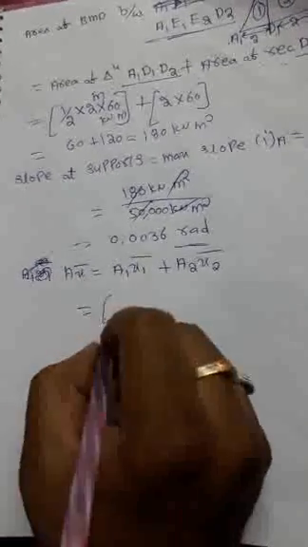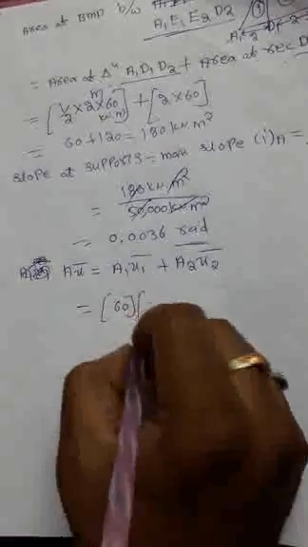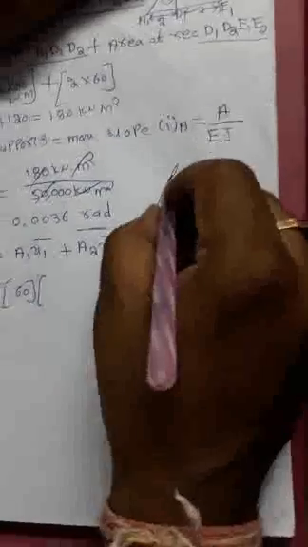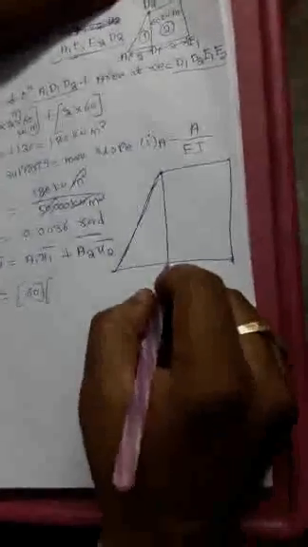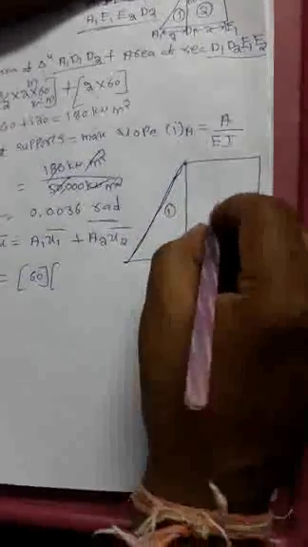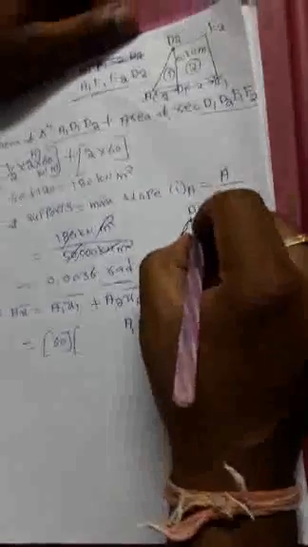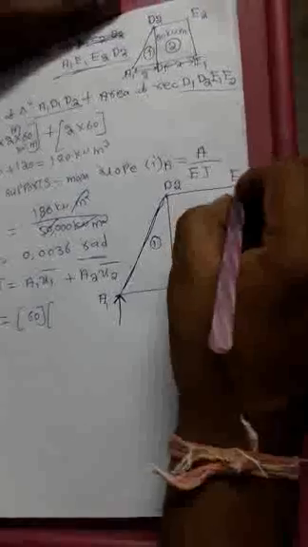So A1 is 60 and x1 is nothing but... so this is the diagram. This is the BMD diagram, trapezoidal shape. This is the first body and this is the second body, and this is the support. Here is the support, and this is the A1, and this is the D1, and this is the D2, and this is the E1, and this is the E2.